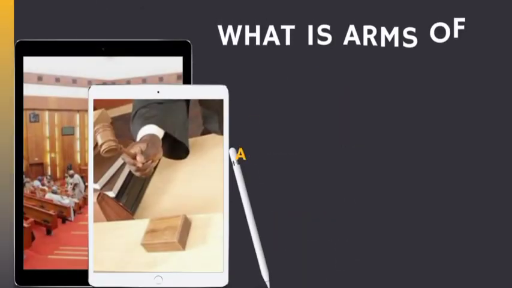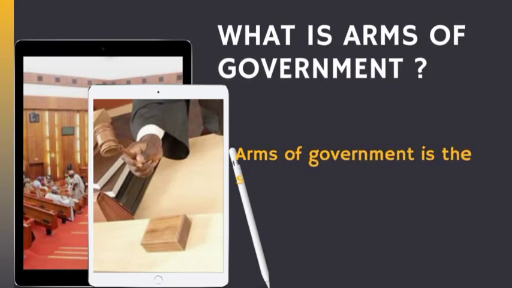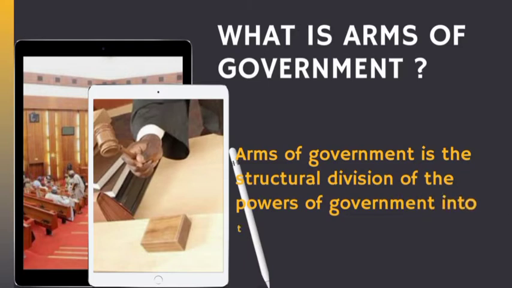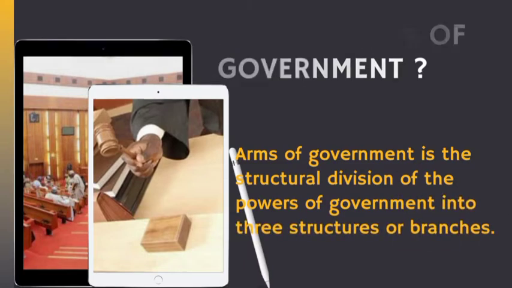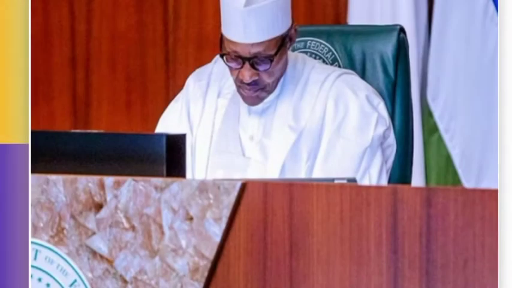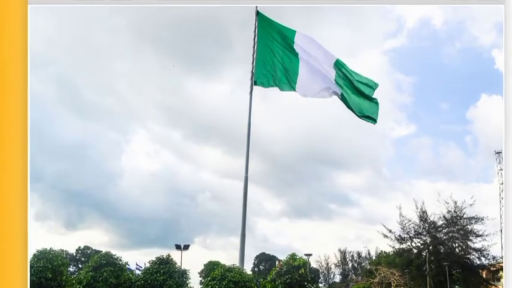What is arms of government? Arms of government is the structural division of the powers of government into three branches or structures. It may also be defined as the separation and division of powers of the three organs of government in the modern political system. The three of them are the executive, legislature, and the judiciary.